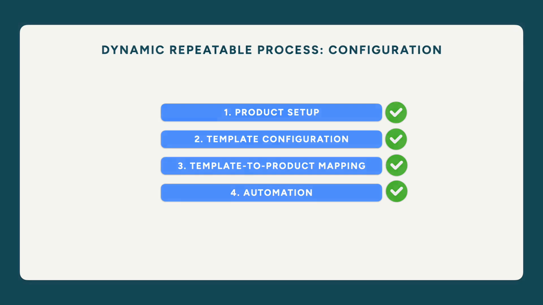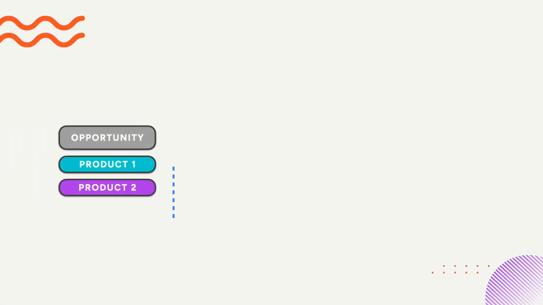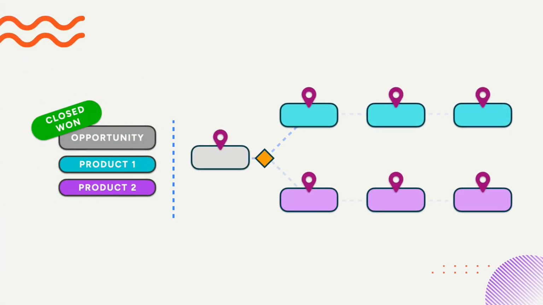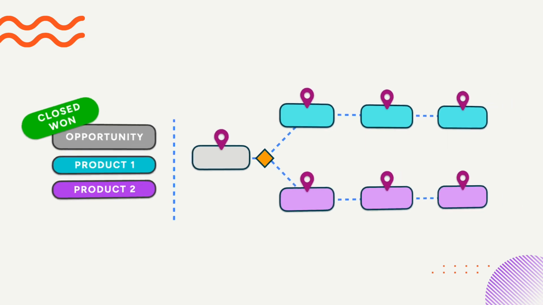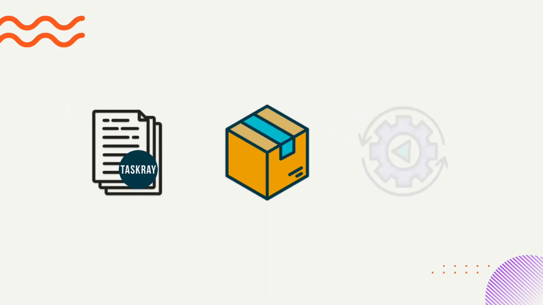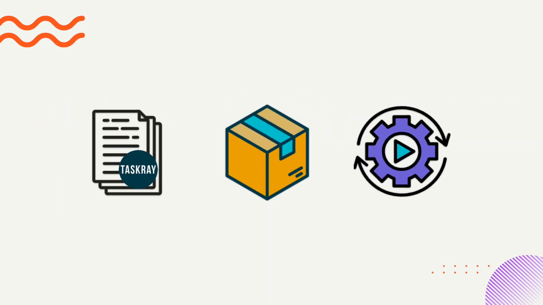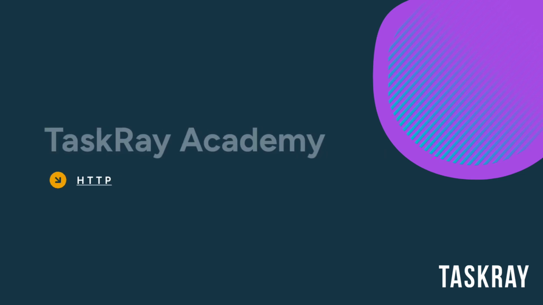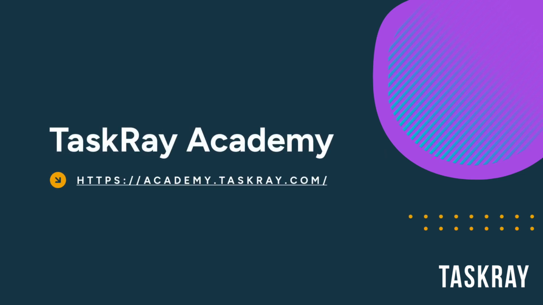We covered a lot in this video. We focused on the dynamic repeatable process use case and explored relevant configurations, including templates, products, and automation. Now that you have a good grasp on these concepts, think about your own implementation and identify the approach that works best for you. And if you ever need assistance, we're only an email away.